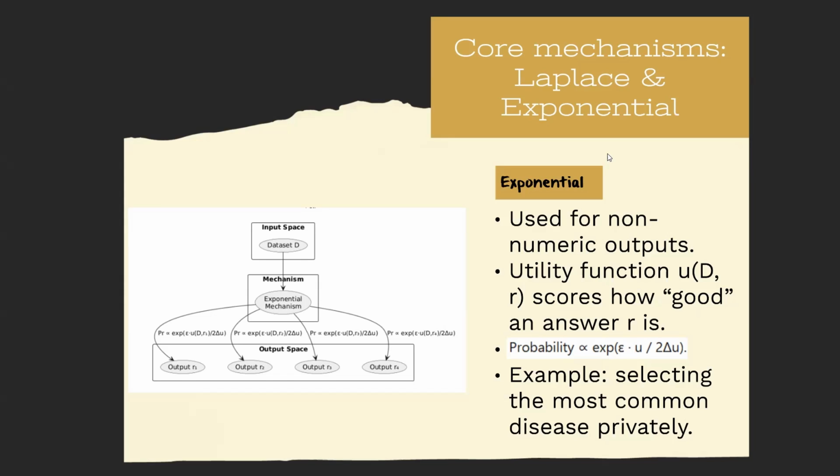Formally, the utility function u of d, r assigns a numerical score to each possible result in the output range, the capital R. Then we define the sensitivity delta u, which measures how much the utility score could change if one person's data in the dataset were added, removed, or modified, similar to the sensitivity concept we saw before. The exponential mechanism then selects the output r with probability proportional to the formula given in the slide. In other words, outputs with higher utility scores are more likely to be chosen, but the selection process still respects the privacy constraints defined by epsilon and delta u.